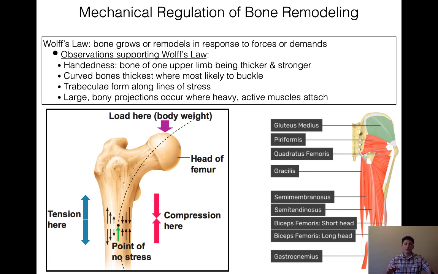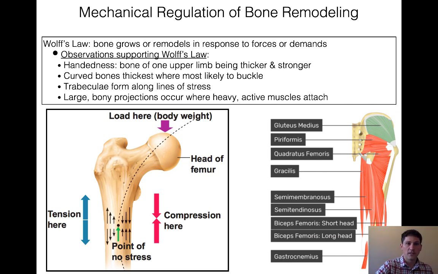If you compare those bones to one another, if you're right-handed, the bones in your right arm will be thicker and a little bit stronger than your left because you use that most often. So those forces that you're putting on those muscles transfer over to the bones and stimulate those bones to be thicker and stronger. Curved bones like your femur tend to be thicker where they can buckle. So in the middle of your femur, you'll see a lot more compact bone deposited in that weaker area. And the trabeculae form along lines of stress.